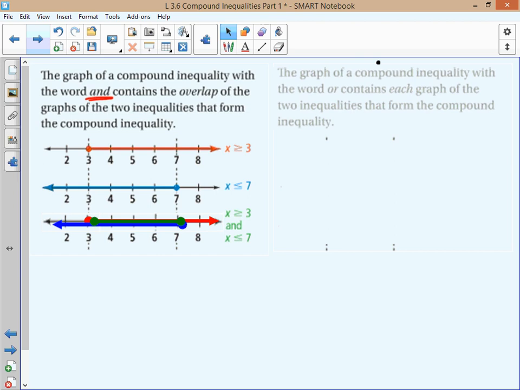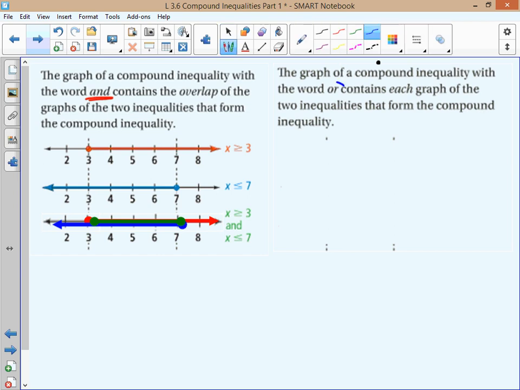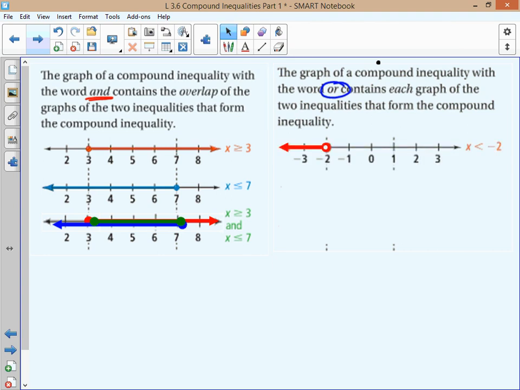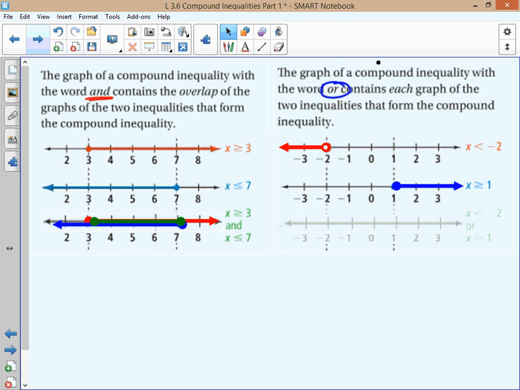All right. If I use the word or to combine inequalities, it will look something like this. Now, this is sort of an overview, so if you're a little bit confused by what I'm showing you, just stay with me and I'll show you some examples and it will become clearer. So if I have the inequality x is less than negative 2, the graph of that looks like this. And if I have another inequality that says x is greater than or equal to 1, the graph of that looks like this. And if I join them together with the word or, and say x is less than negative 2 or x is greater than or equal to 1, it would look like this.